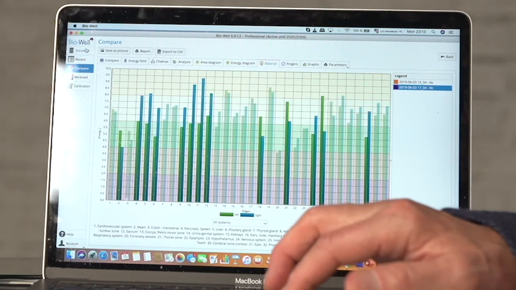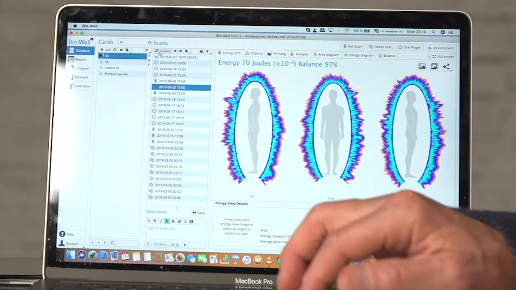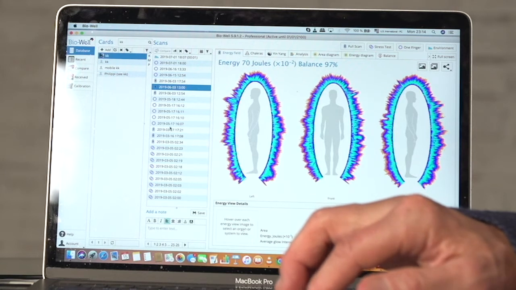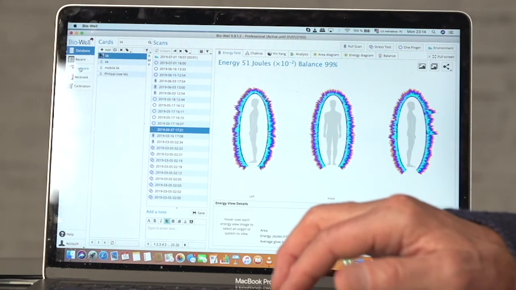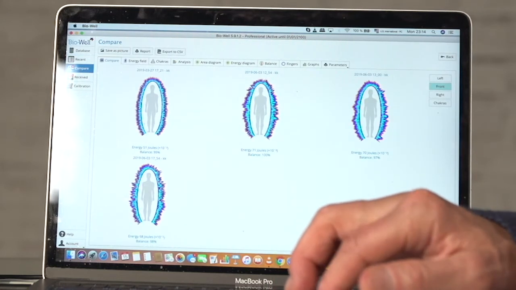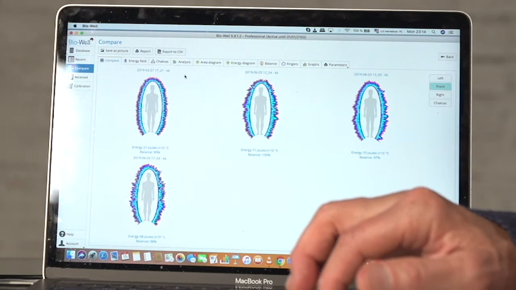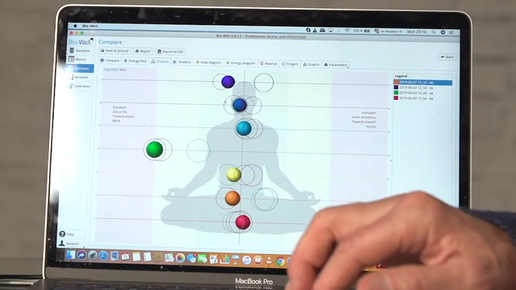Would it be treatment? Would it be exercise? Would it be meditation? Doesn't matter. So we see before and after. Or even more than that, we can follow this process in time. So if we send several readings, go to compare, we can compare several readings. Now it's 4 of them. And again see all responses in time.